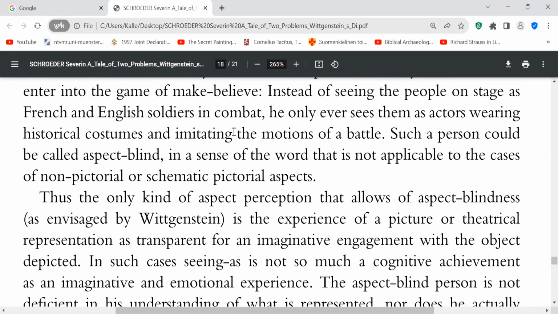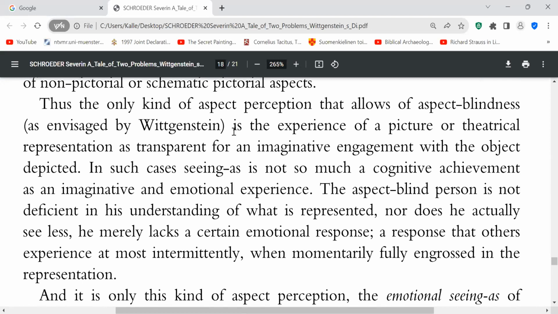In such cases, seeing as is not so much a cognitive achievement as an imaginative and emotional experience. Compared to the conceptualization of God, then you stopped, you have just recognized, you grasped God, but you don't imagine him, you don't experience him. It's a vast difference. It might not sound like it here in the words, but it is an incredible difference. You are more than welcome to compare with left hemisphere and right hemisphere, but today I will focus on the real experience of something, not just recognizing or pointing out something, but really having it as a gesture, as a doing.